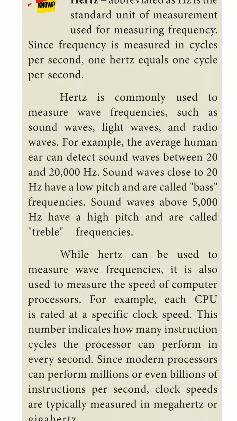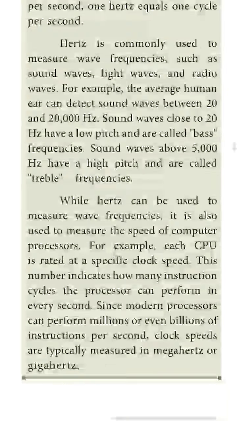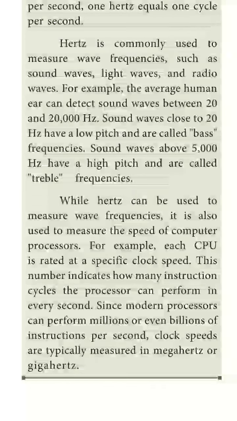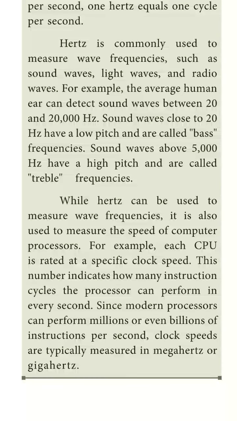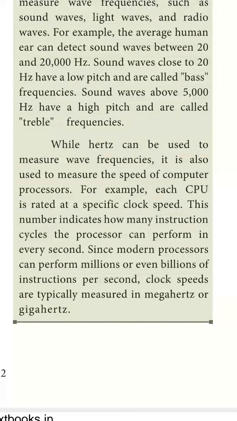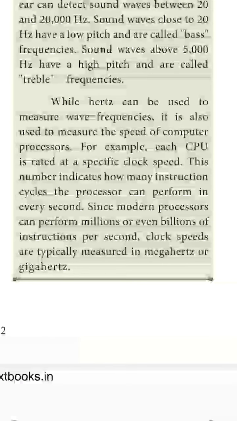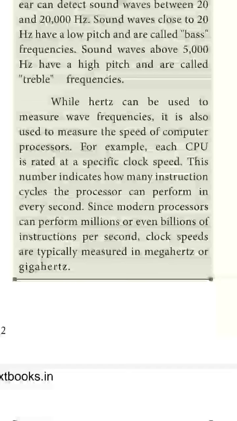Sound waves above 5000 hertz have higher pitch, called frequency. While hertz can be used to measure wave frequency, it is also used to measure the speed of the computer processor. For example, each CPU is rated at a specific clock speed. This number indicates how many instruction cycles the processor can perform in every second.